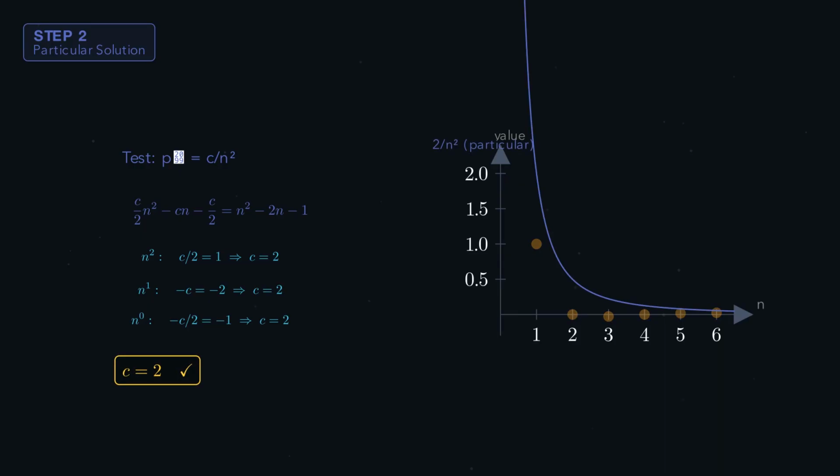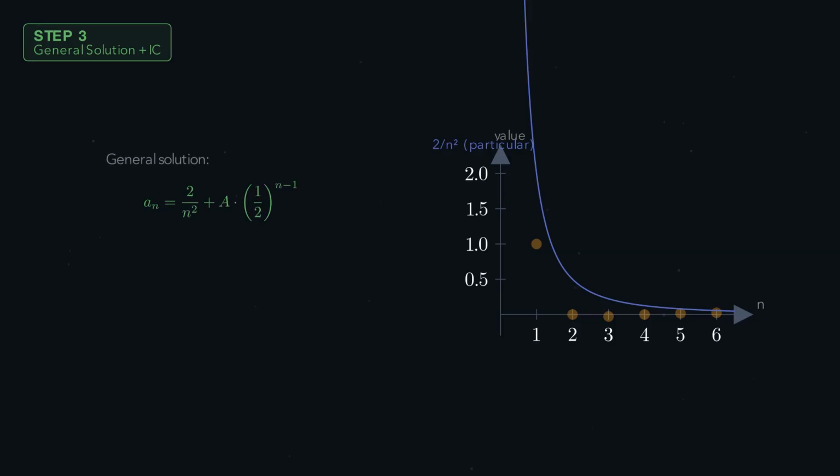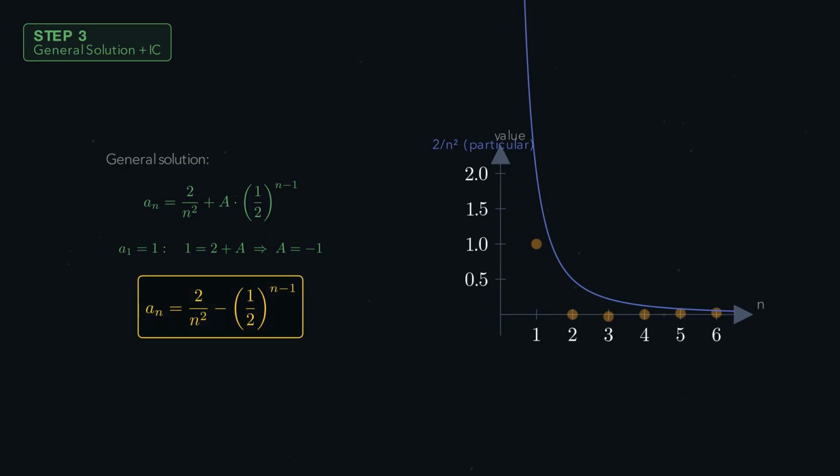The n squared term gives c equals 2. The linear term gives c equals 2. The constant term gives c equals 2. All three agree, so 2 over n squared is our particular solution. The general solution is 2 over n squared plus a times 1/2 to the n minus 1.